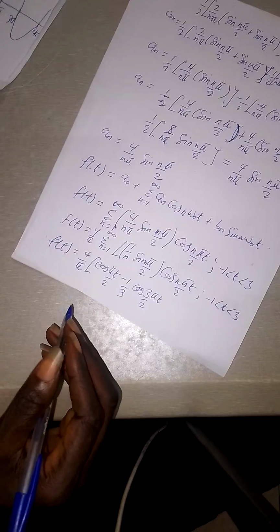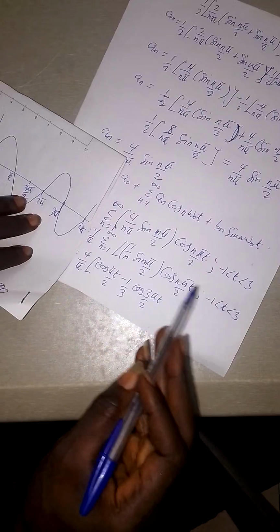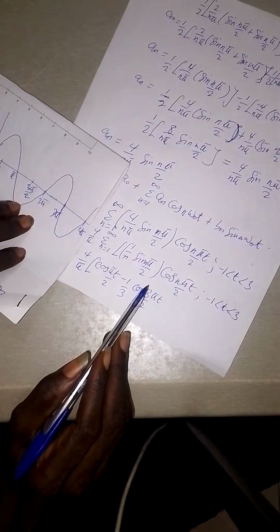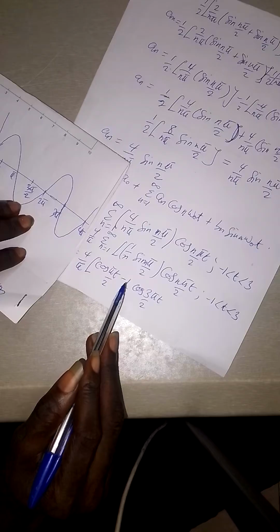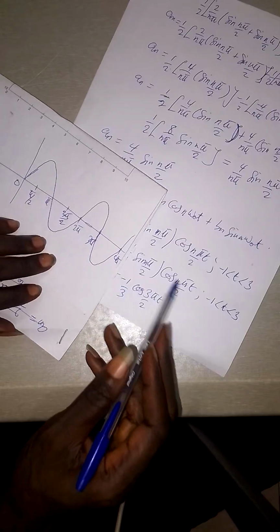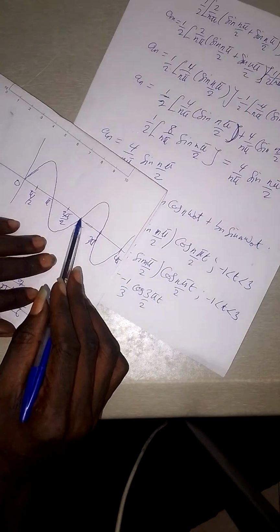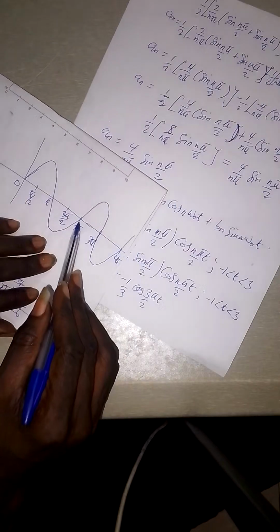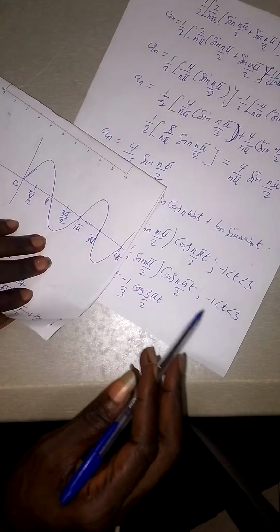Now let me see. If I put in 4, I'm going to have sine 4 pi on 2. Basically, sine 4 pi on 2 would be 0. Even 4 pi itself is 0, and 4 pi on 2 will be 0.